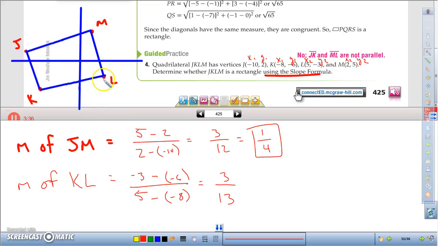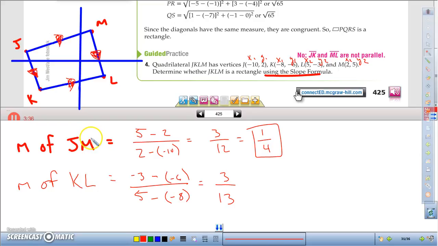And so let's say though, just for the sake of argument, that I did find all of these slopes, and I found that this line was parallel to this line, and I also found that this line is parallel to this line. Okay, well then that would tell me that it's a parallelogram. Okay, so then how would I go the one step further to make sure that it is a rectangle?